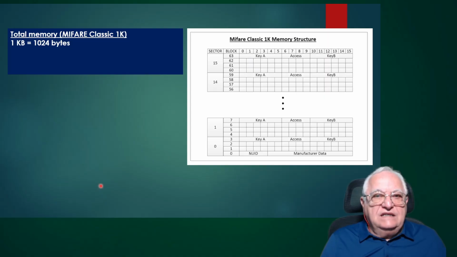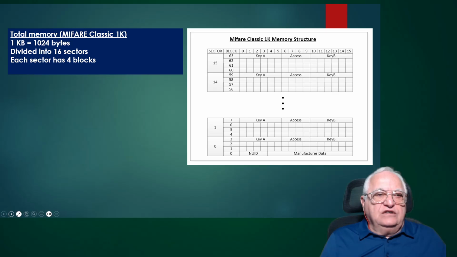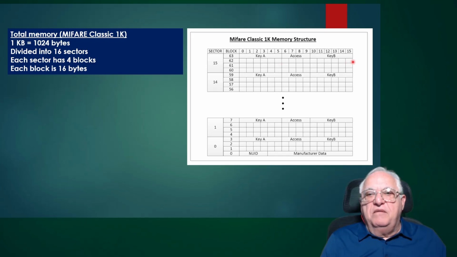So if you look inside the tag, what you're going to find is this table. The tag has 1 kilobyte of memory, which would be 1024 bytes, which stores this particular table. Now, this table is composed of 16 sectors, and each sector has 4 blocks. And each block has 16 bytes.